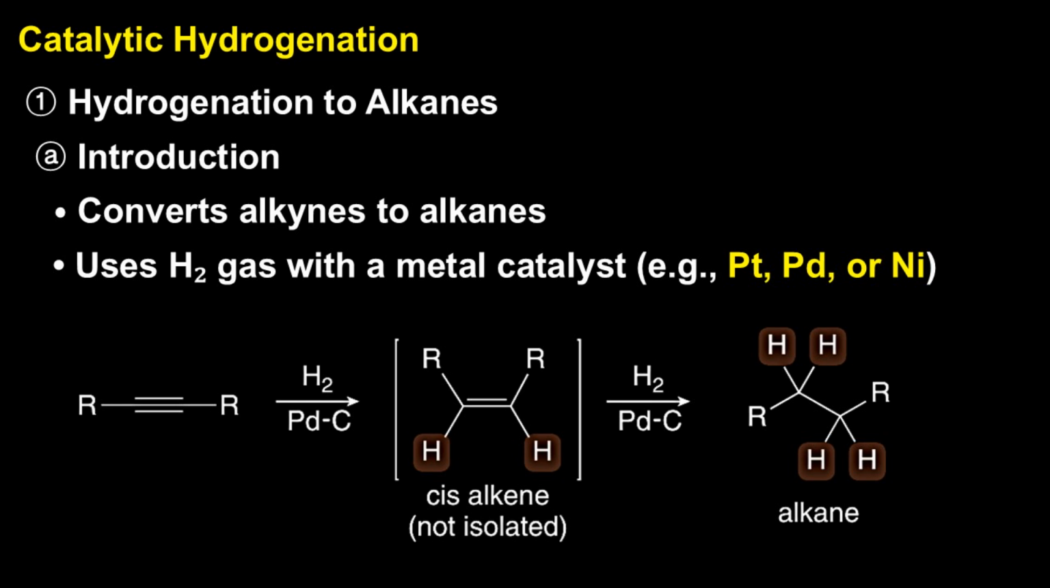You can see that in the reaction scheme. We start with an alkyne, add hydrogen with palladium on carbon, and we end up with a fully saturated alkane. So the big idea here is, this reaction is a very efficient way to make alkanes.